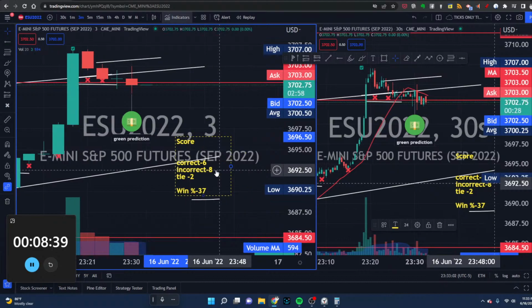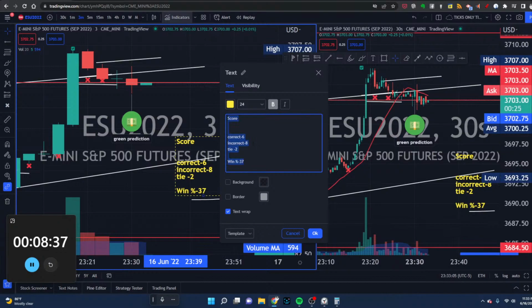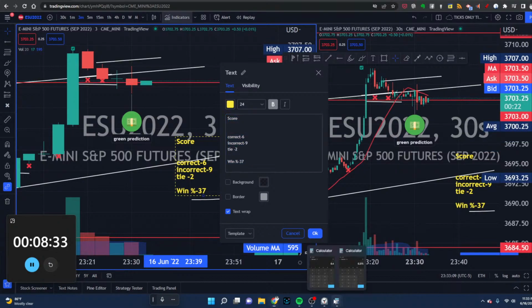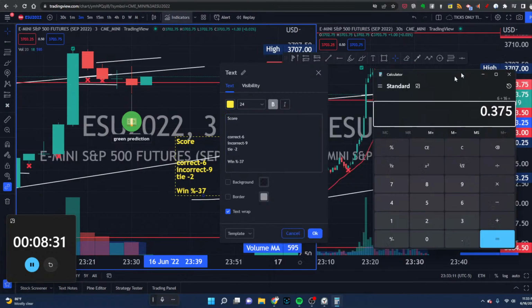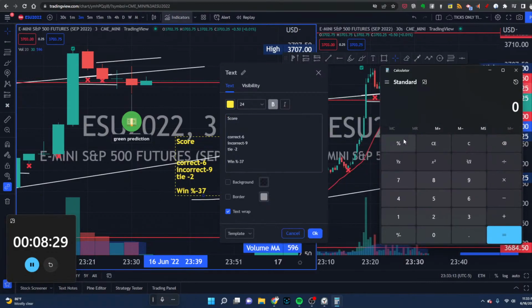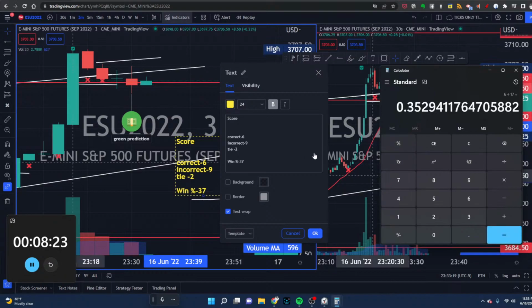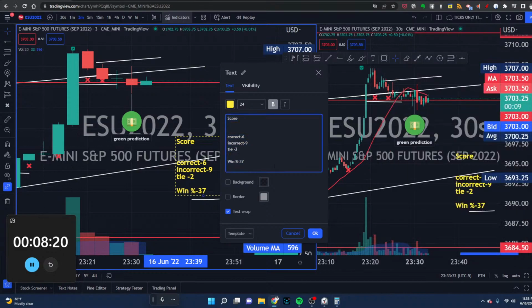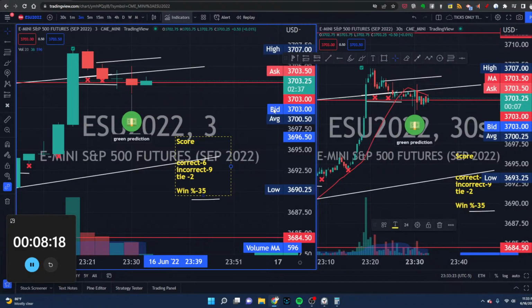Oh, shit. This is painful. I got 9 minutes left. I got 3 more bars left. Woo. Getting killed. I don't even think I can get back to 50% now. I'm going to have to stick with green.